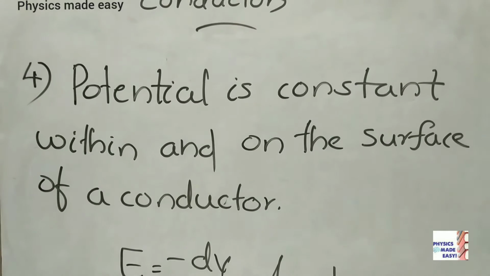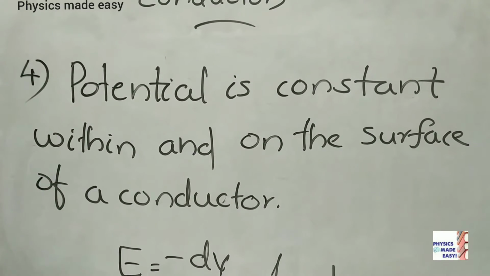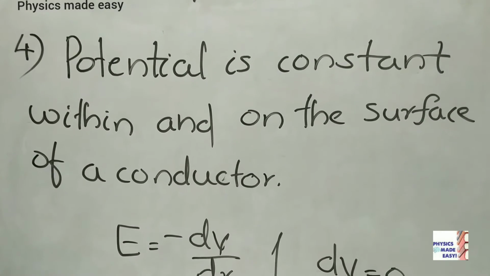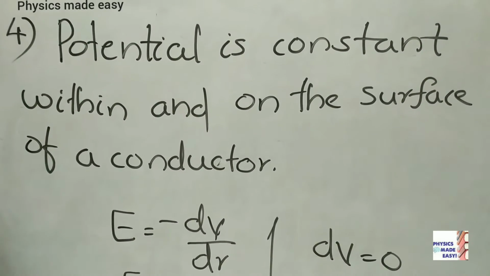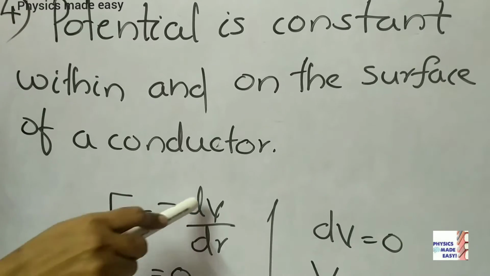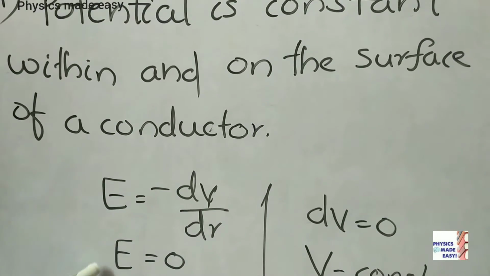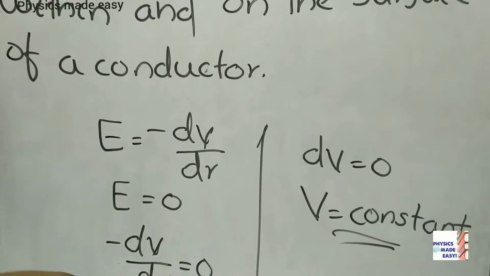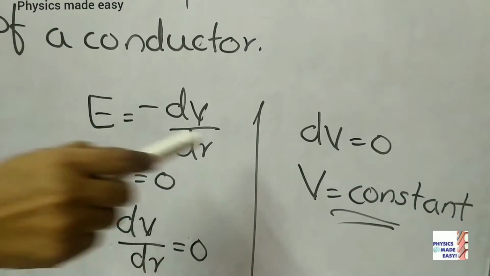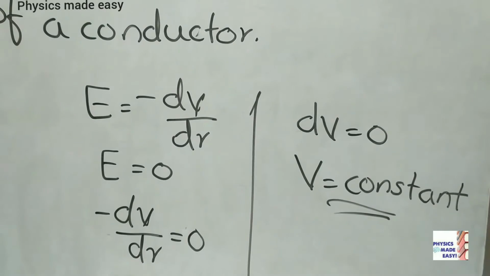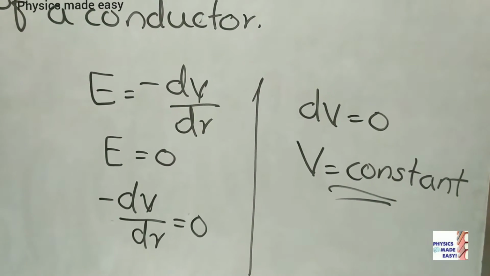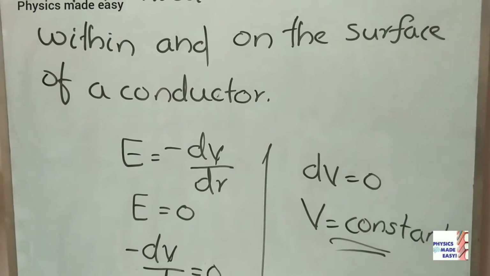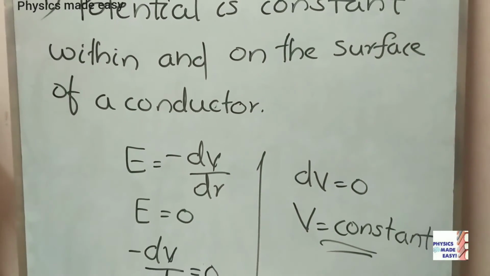Next one, potential is constant within and on the surface of a conductor. We know the electric field is the negative potential gradient. From that we can write E is equal to minus dV by dr. E is equal to 0, so we can write minus dV by dr is equal to 0, inside the conductor only. So dV is equal to 0 and we can say V is a constant. The surface of a conductor is an equipotential surface. Equipotential means no change in potential.